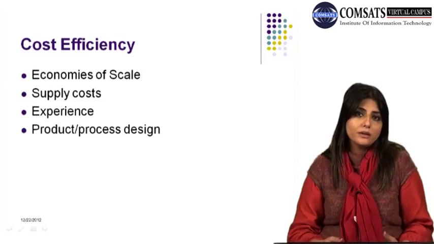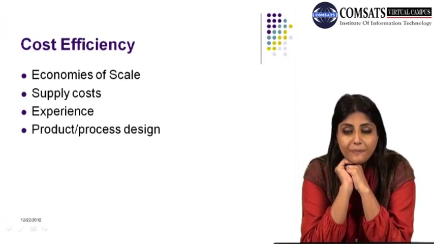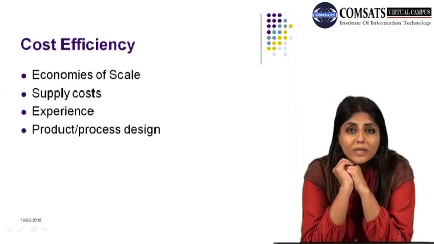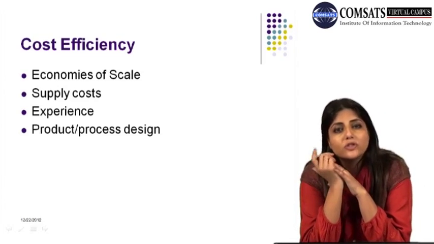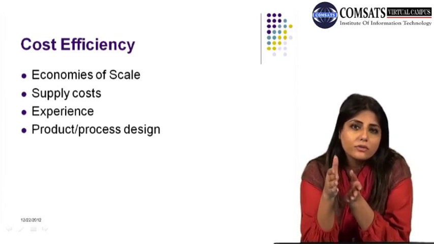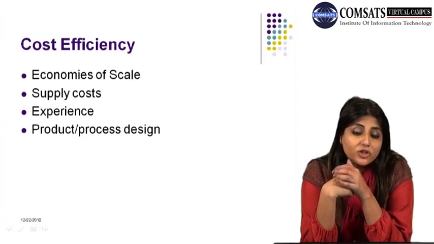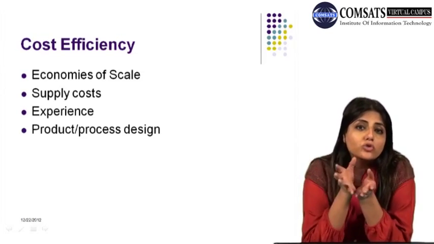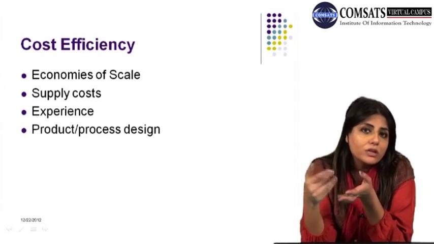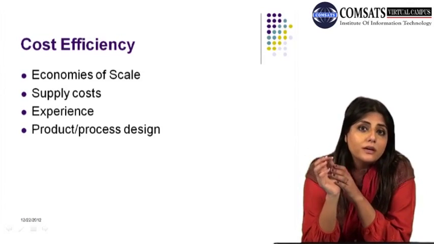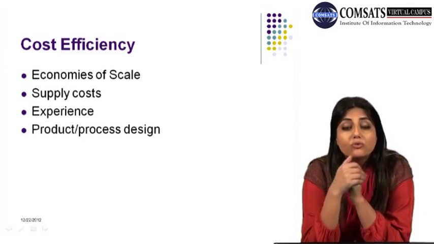So that is the economy that you're getting from producing at very large scale. That can be a source of your cost efficiency. Then we have the supply costs, such as the cost of the raw material. You might be getting raw material at a cheaper rate. You have built very good, long-term relationships with your supplier, or your manufacturing plant is very close to the place of the raw materials, and that is why you're getting the raw material cheap. Many countries are opening their manufacturing plants in developing countries where the raw material is available cheap. So you can have that kind of advantage that can lead you to cost efficiency.